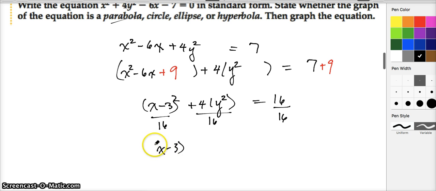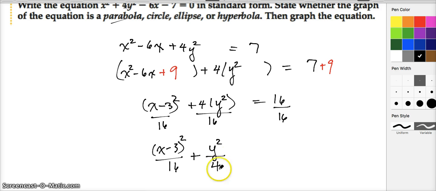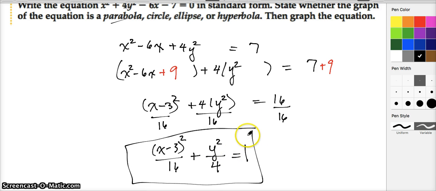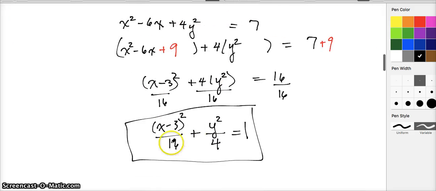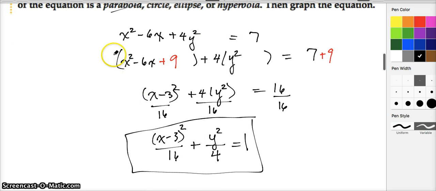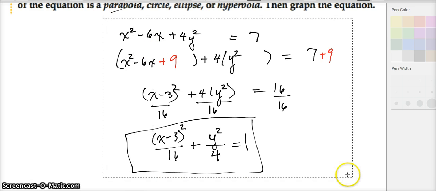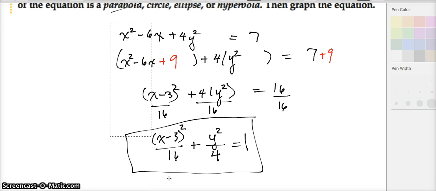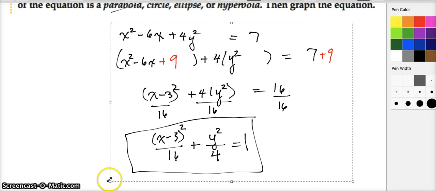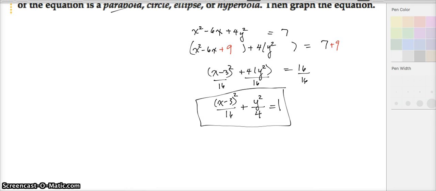So I've got (x minus 3) quantity squared over 16 plus, this reduces to 1/4, y squared over 4 is equal to 1. So indeed, this is a hyperbola. Now, do they want us to graph it? Okay, not a hyperbola, sorry. It's an ellipse. So they want us to graph it. I'm going to get some space here, make this a little bit smaller, and get to graphing, just so we remember how to do it.